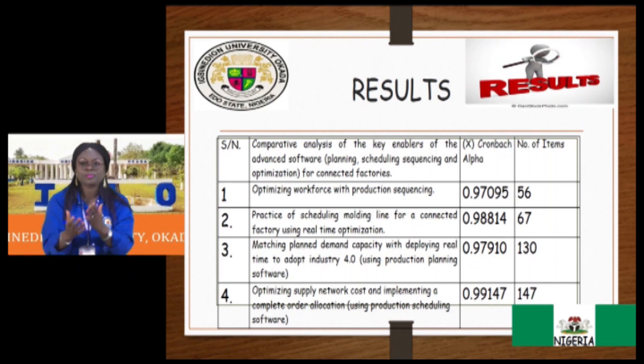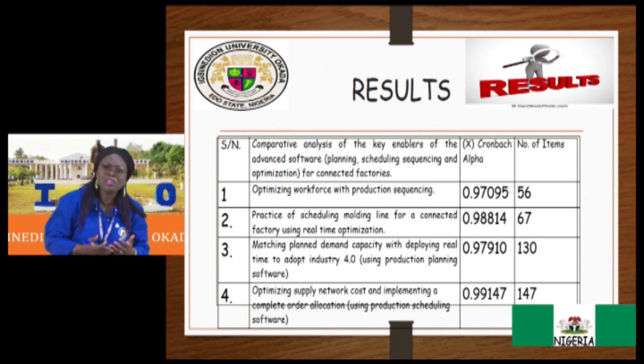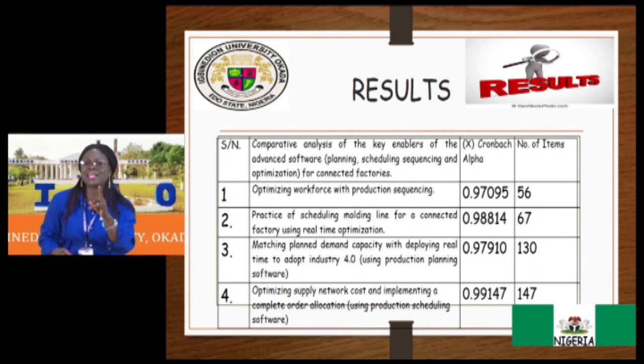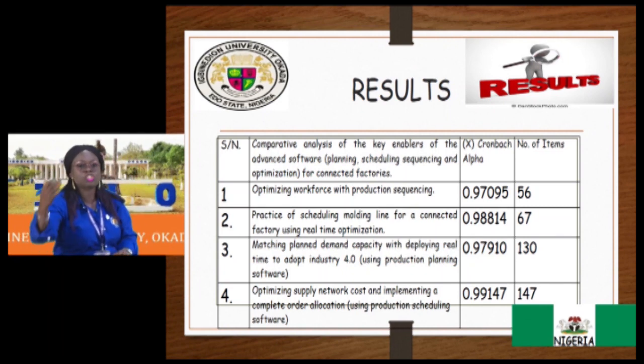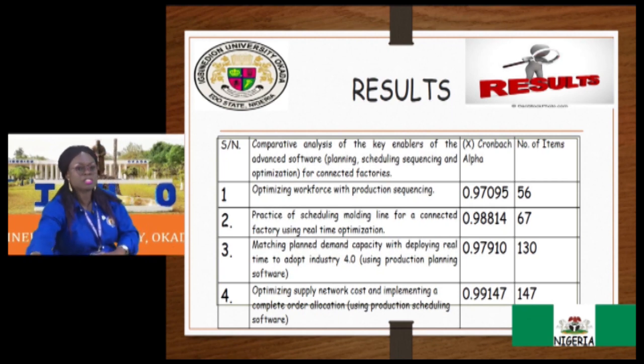0.991479 respondents were of the opinion that using production scheduling software was better. 0.988144 respondents were of the opinion that using real-time optimization was what they chose. But the 0.97910 respondents chose using production planning software. And lastly, 0.970950 respondents were of the view that optimizing workforce with production sequencing was most preferred.